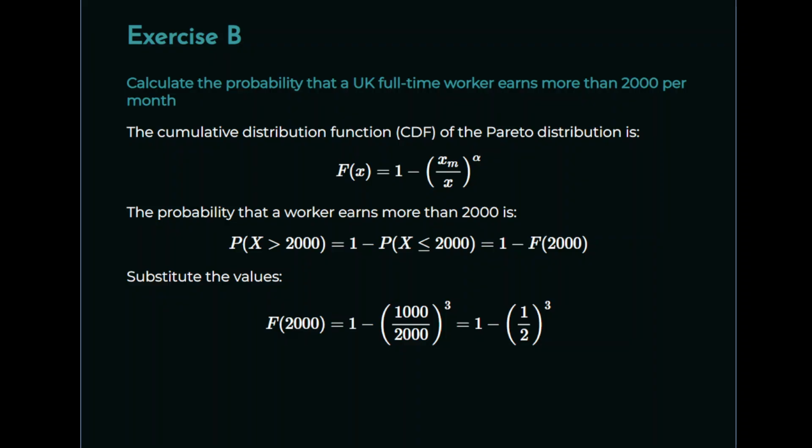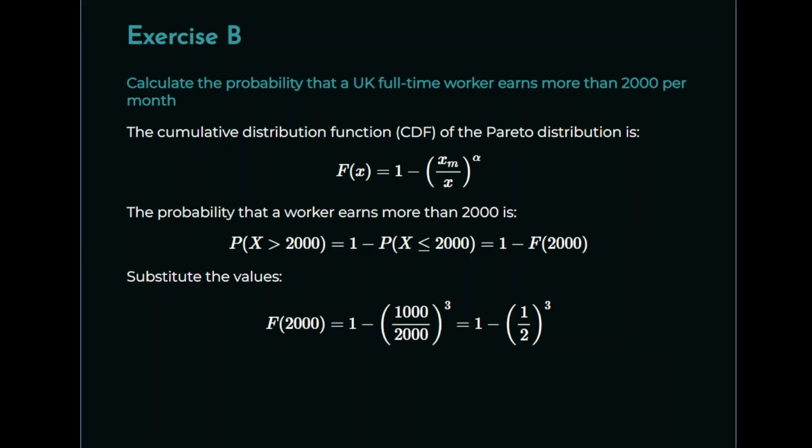I'm just going to take a very basic, straightforward approach to it. Recall that the cumulative distribution function, because we're using a value of 2000, is 1 minus xm divided by x, to the power of alpha. The probability that a worker earns more than 2000 is: probability of x greater than 2000 is 1 minus the probability of x less than or equal to 2000, and that is 1 minus the cumulative distribution function of 2000. So let's use all these values.